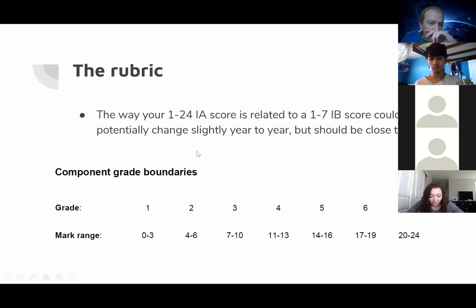So what ends up happening then is that all gets translated to a 1 through 7 score, just like your scores on your tests. And in theory, it can change. Remember, a 4 is passing. But typically from year to year, these are the grade breakdowns. So you only need 11 out of 24 to get a 4. It shows you how hard these are graded, basically, because less than 50% is a 4.